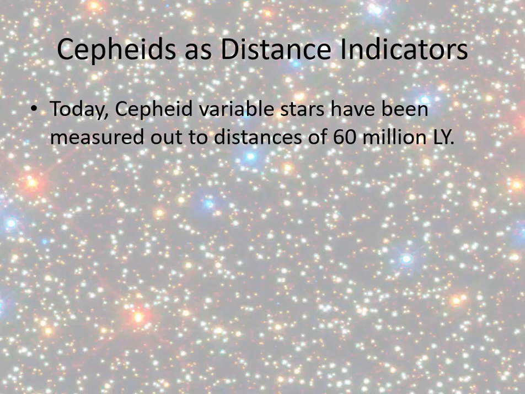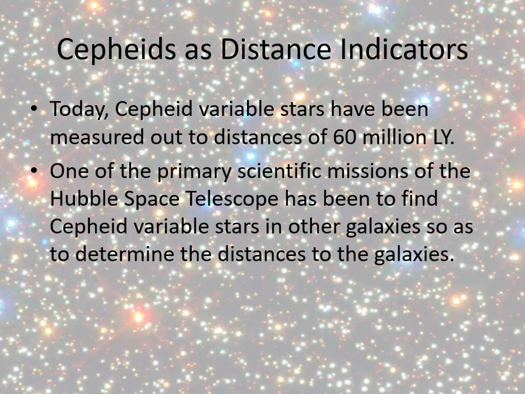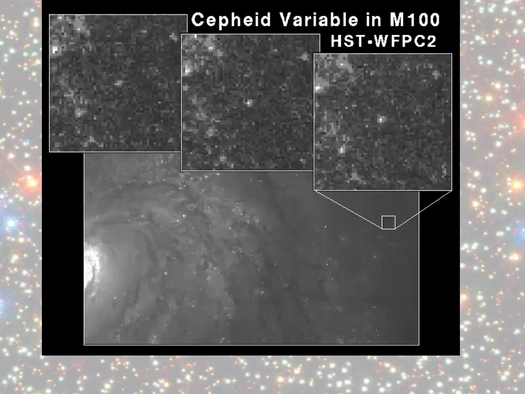Nowadays, we're capable of using Cepheid variable stars potentially out to about 50 megaparsecs using the Hubble Space Telescope. We actually have relatively good galaxy distance determinations out to about 60 million light years, in other words, the other side of the Virgo cluster. In fact, that was one of the main scientific missions of the Hubble Space Telescope when it went up. It was to find Cepheid variable stars in other galaxies so that we could determine the distances to those galaxies, and from that determine the rate at which our universe is expanding, something that we'll discuss in more detail in a later day.